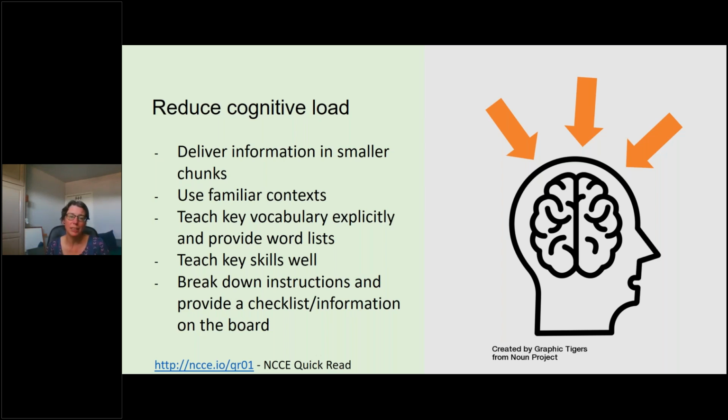It's really important to teach the key vocabulary explicitly. If you can provide word lists of algorithm, program, input, output, animation, all the things that you're going to be covering in computing, this will really help children to be familiar with those concepts beforehand. Or you might have displays around the room. There's some lovely computational thinking displays from Barefoot Computing.